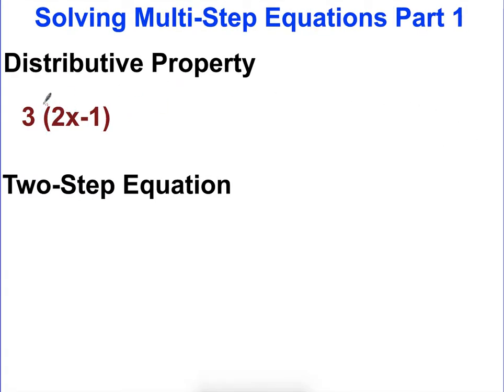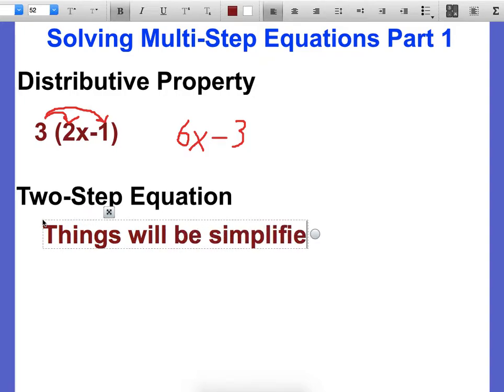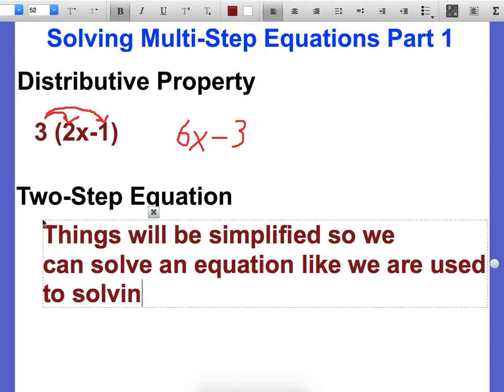That's what simplify means. We distribute, we multiply 3 times 2x. So 3 times 2 is 6. So that's 6x. 3 times 1, and that's a minus 1 or negative 1, it's going to be negative 3, so I write minus 3 to show that. All right. After we do this, we'll have a two-step equation just like we did before. So after we distribute, things will be simplified, so we can solve an equation like we are used to solving.